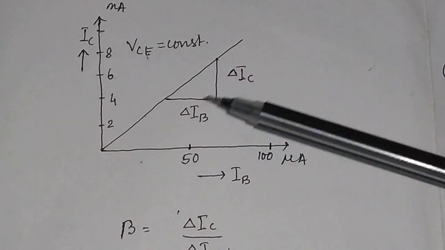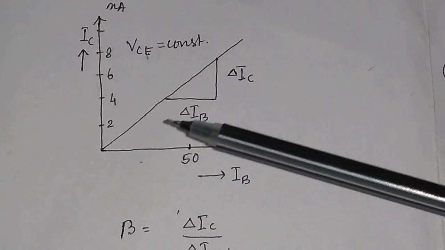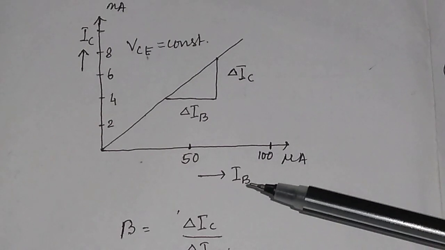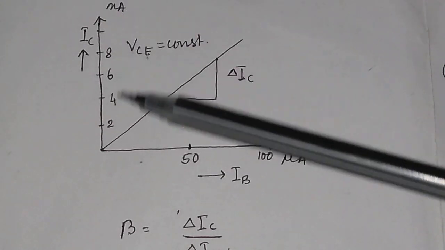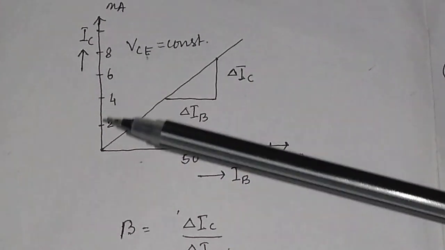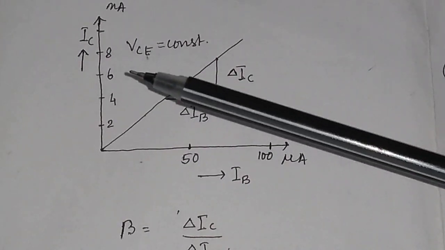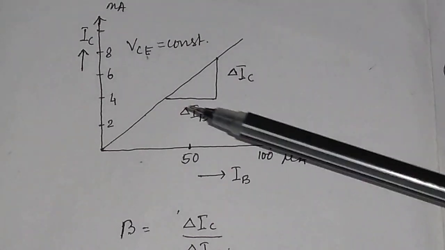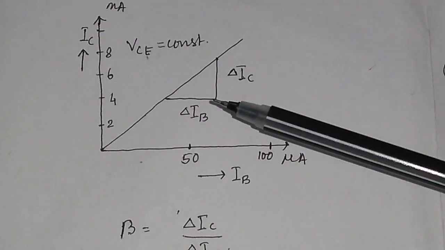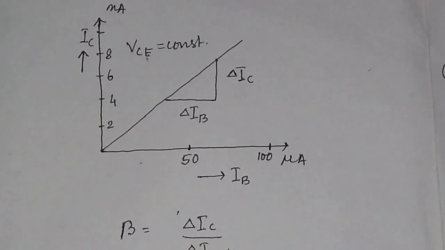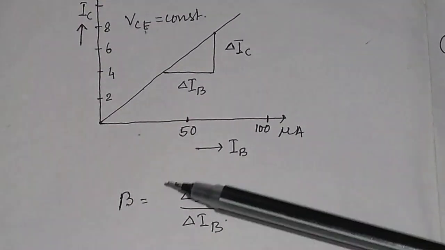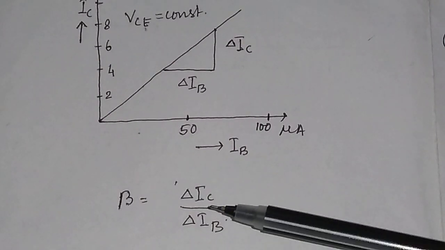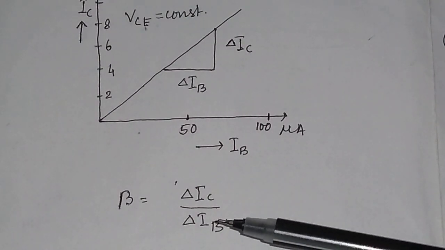In this way you will get a straight line. The graph will be a straight line if you plot the base current with the collector current, that is the input current with the output current. And always remember, the output current is larger than the input current, and if you find the slope of this straight line, you will find the constant factor beta, or the current gain in common emitter configuration, that is delta IC divided by delta IB.